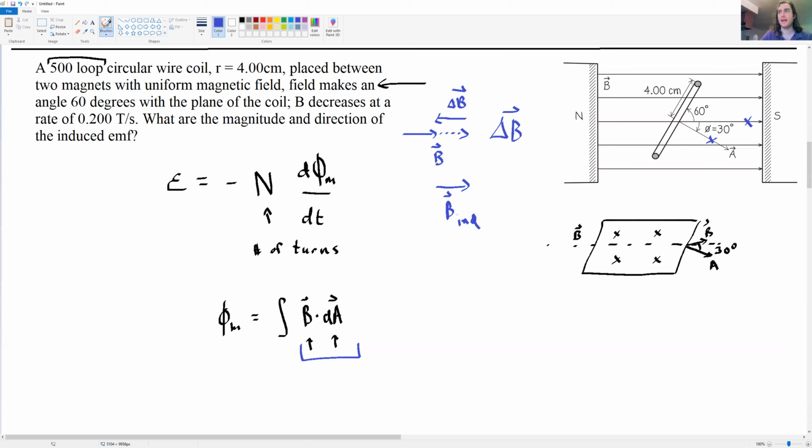If we do the right-hand rule on this induced field, we see that it's coming like this: coming out at the top and going in at the bottom.